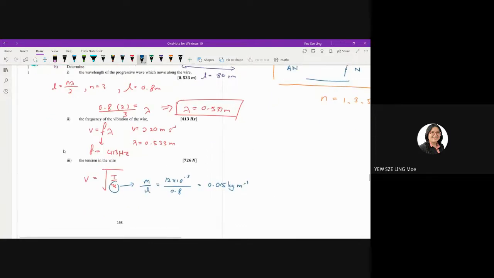Now that you have mu, and then you have the velocity, you should be able to determine the value of tension. So T equals 726 Newton. So you plug in and then you solve it.